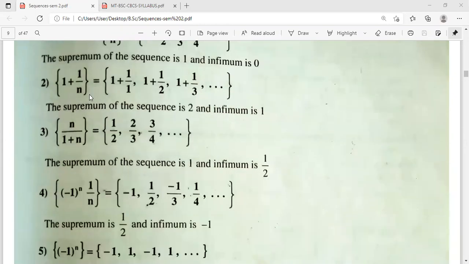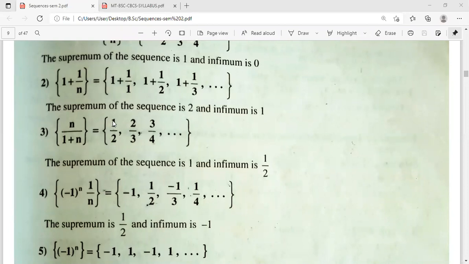The second one: 1 plus 1 by n. That means an equal to 1 plus 1 by n. Here also, the same way: a1 means the first term, a2 the second term, a3 the third term. So a1 equals 1 plus 1 by 1, that is 1 plus 1 equal to 2. Then a2 equal to 1 plus 1 by 2, a3 equal to 1 plus 1 by 3, a4 equal to 1 plus 1 by 4.